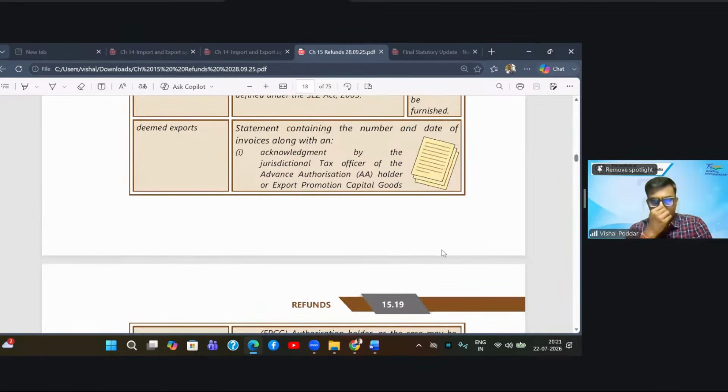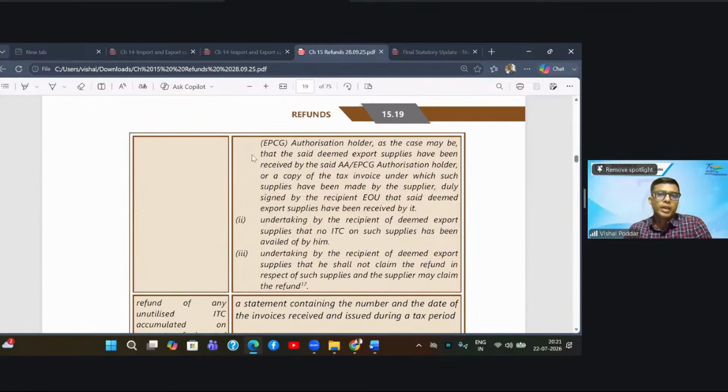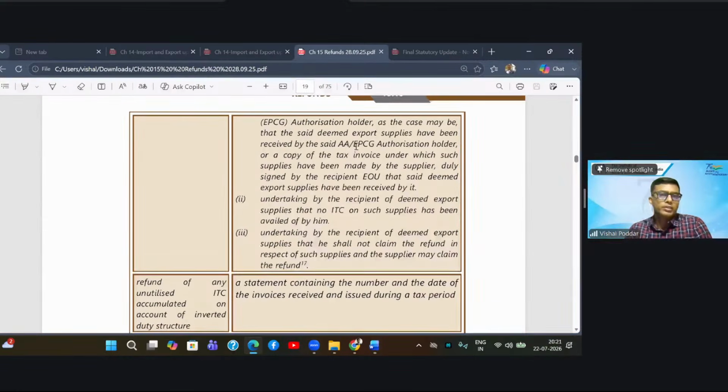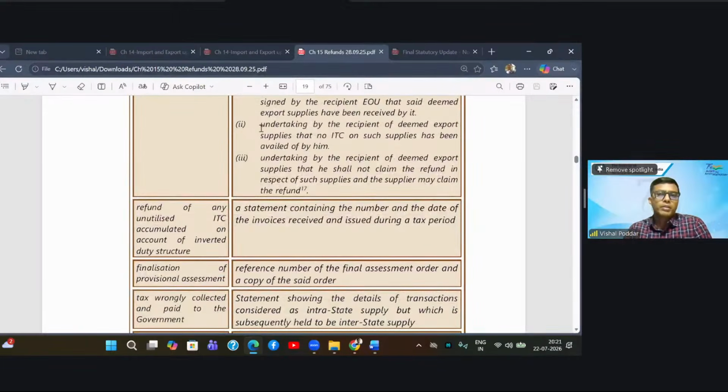In case of deemed export, statement containing the number and date of invoices, along with acknowledgement by the jurisdictional tax officer who is giving you the advance authorization or EPCG license, as the case may be, that the said deemed export supplies have been received by the said advance authorization or EPCG authorization holder, or a copy of tax invoice under which such supplies have been made. Undertaking by the recipient of deemed export supplies that no ITC has been availed, and undertaking by recipient of deemed export supplies that he shall not claim the refund.